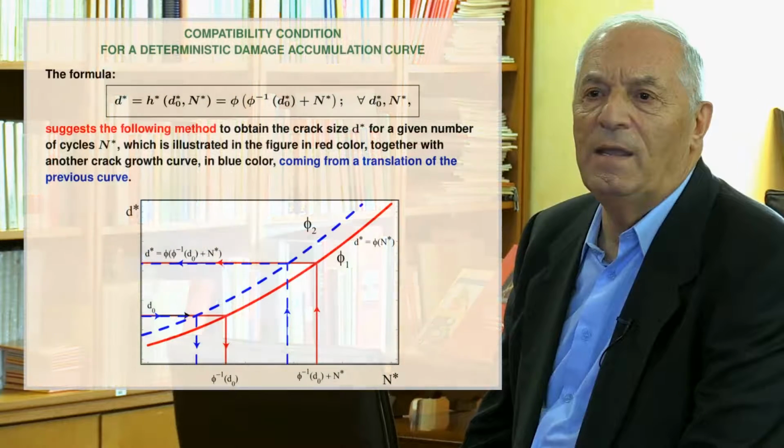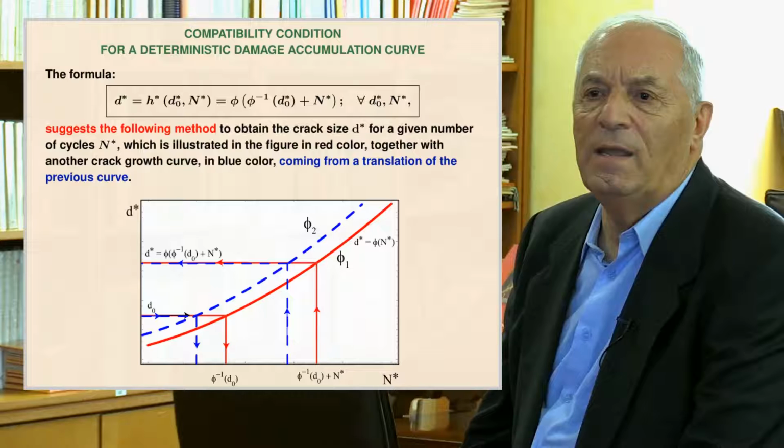Our damage accumulation formula in the slide suggests the following method to obtain the crack size d for a given number of cycles n, which is illustrated in the figure in red color, together with another crack growth curve in blue color, coming from a translation of the previous curve and providing exactly the same values.